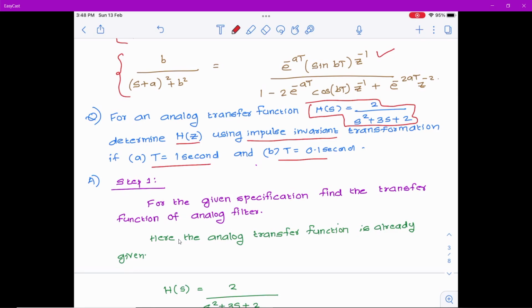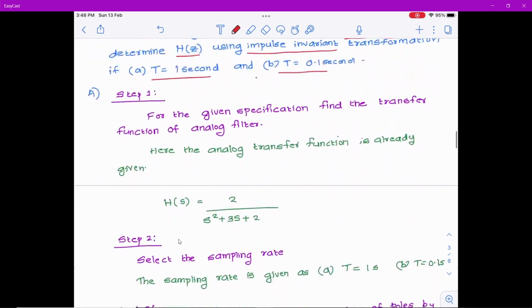The first step in doing this is to write down the specification. If the transfer function is not given, then you need to derive the transfer function in the analog domain. For example, the question might say that in the analog domain, the filter has poles at s equal to minus 1 and s equal to minus 2. Then you need to find out what the transfer function is. In our case, in this problem, the transfer function is already given. So H of s is 2 by s square plus 3s plus 2.